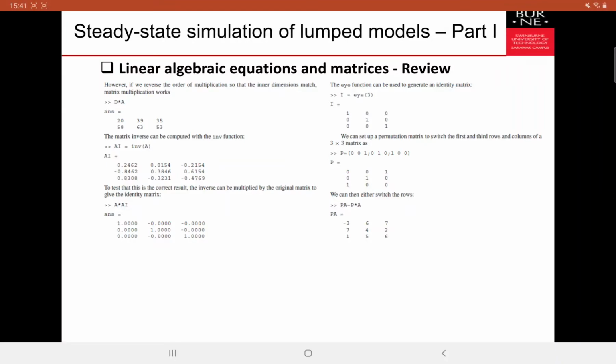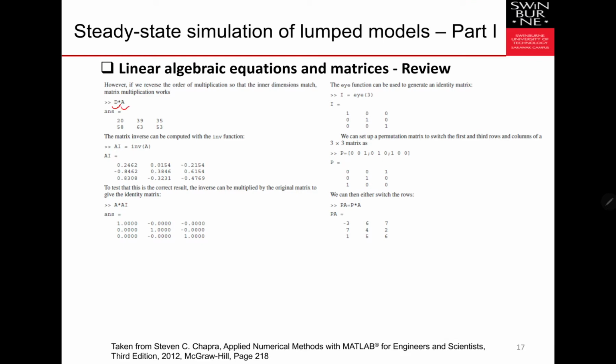Continuing from the previous video, here we see that it's possible to multiply D by A, as long as their inner dimensions match. To calculate an inverse, we can simply use the function called INV, and put the matrix within the brackets. We can also get an identity matrix by multiplying A with the inverse of A.